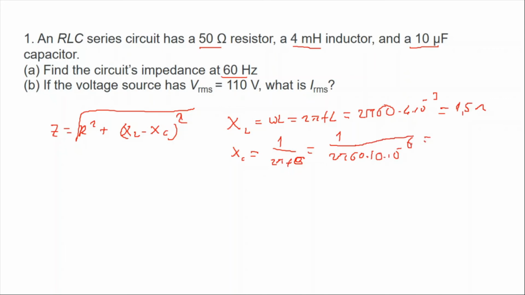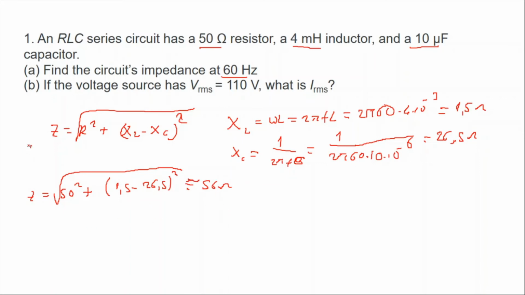And calculating this one will give us 26.5 ohms. Now we can calculate the impedance of the circuit. Z will be equal to the square root of R, which is 50, squared, plus XL, which was 1.5, minus XC, which was 26.5, squared. In doing this calculation we will get 56 ohms, which is the total impedance of the circuit. This is approximately 56 ohms.